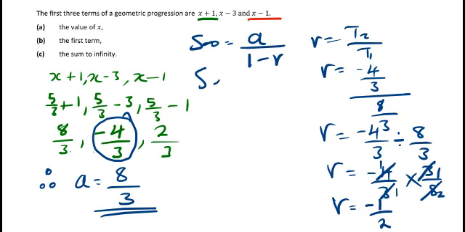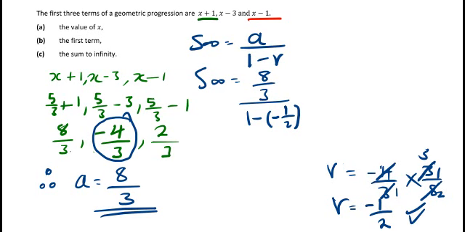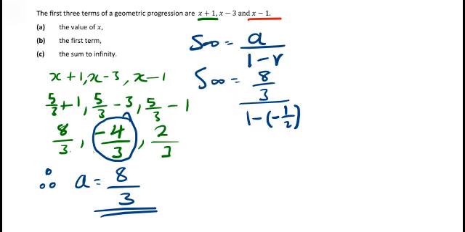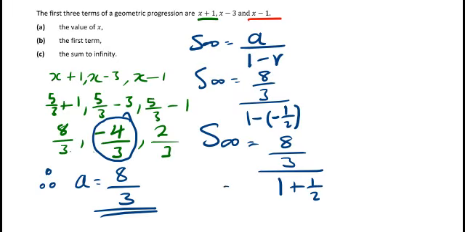So you come to your formula. Your first term is 8 over 3. You divide this by 1 minus open bracket, you're going to have negative 1 over 2, because our common ratio there is a negative. And then when you reach that point, you just do simple algebra and you're going to get your answer. So you say S infinity will be equal to 8 over 3 over 1 plus 1 over 2.